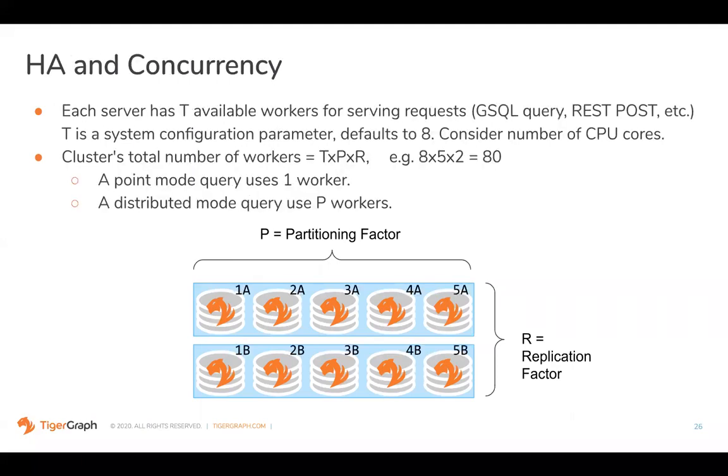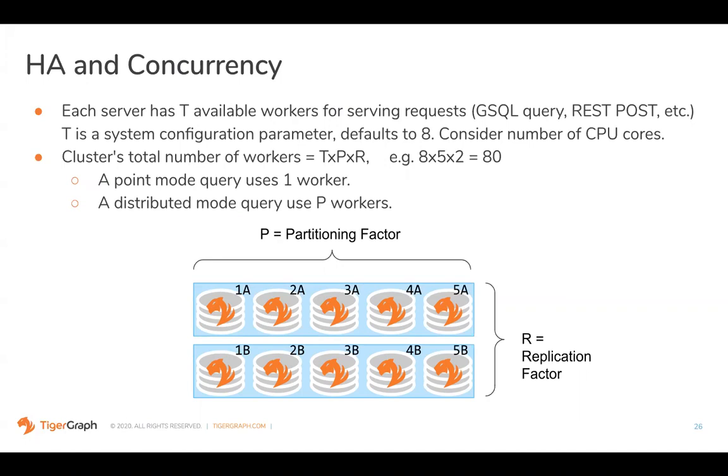Let's go on to the next slide to look at how you get that throughput. So now I've numbered the system, 1 through 5 going across the partition, and A and B to refer to the replicas. Each server has a configuration factor in the TigerGraph software: a certain number of available workers for serving requests, such as a GSQL query, a REST POST request, etc. The default is 8, but you can set it higher. You might want to think about how many CPU cores you have, because there's a correlation. It doesn't have to be the same number, but performance is influenced by it.